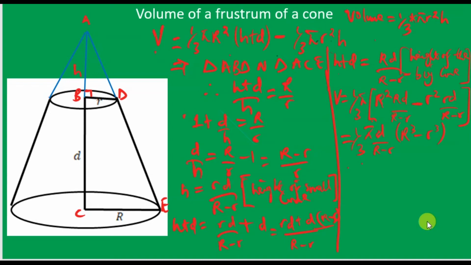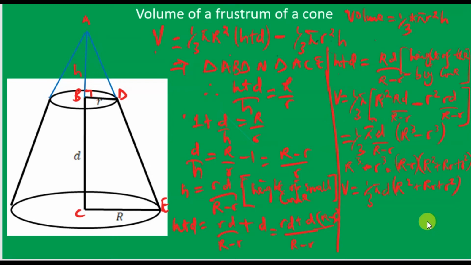Because this is a difference of two cubes, we know that R cube minus small r cube is R minus r times R squared plus R r plus r squared. That's from the difference of two cubes. So we now replace this with this, and you notice they have R minus r, so it's gone. So we are left with the volume is now 1 over 3 pi d times R squared plus R r plus r squared.